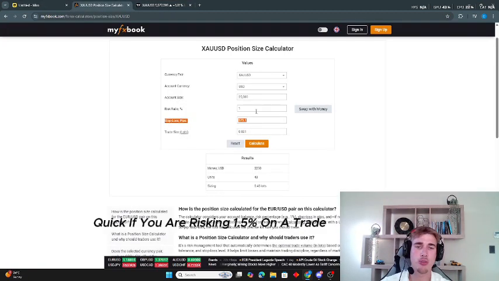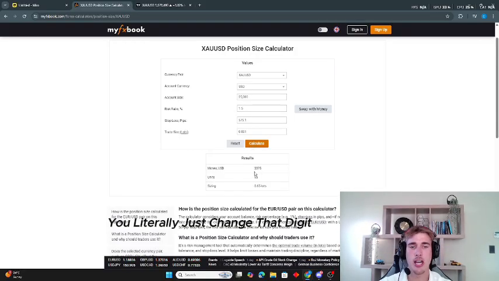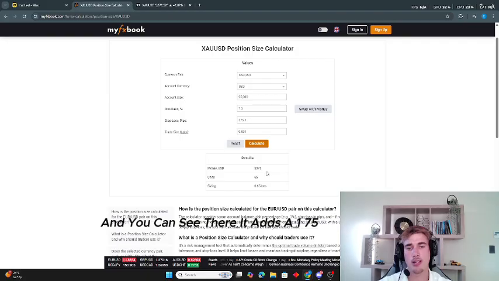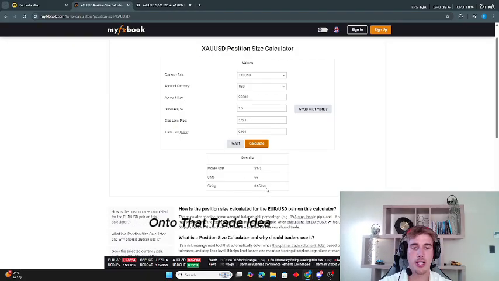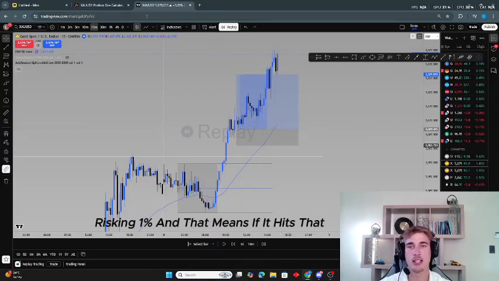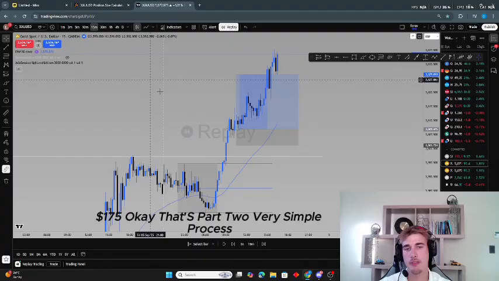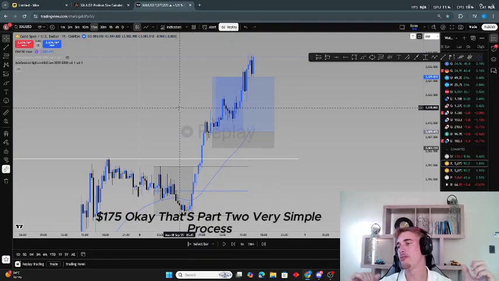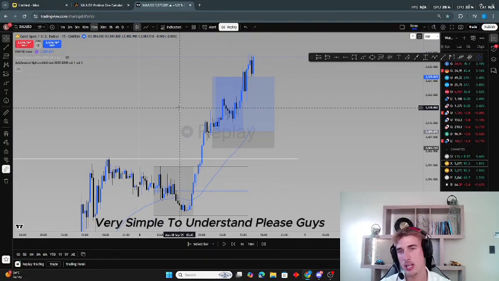Just an example, quick, if you are risking 1.5% on a trade, you literally just change that digit and you can see there it adds 175 onto that trade idea. And there we have 0.65 lots instead of risking 1%. And that means if it hits that, it's going to hit $175. Okay, that's part 2. Very simple process, very simple to understand.